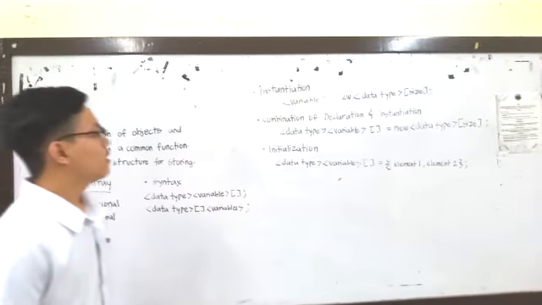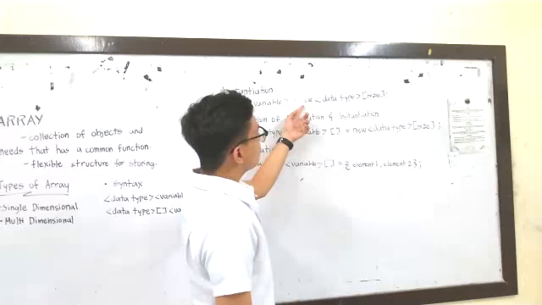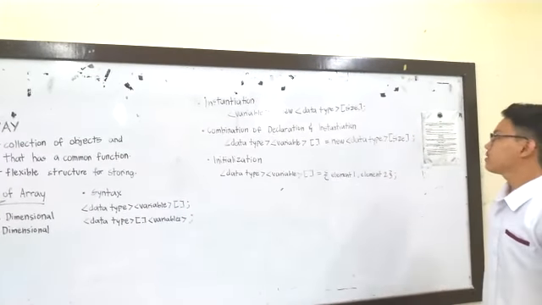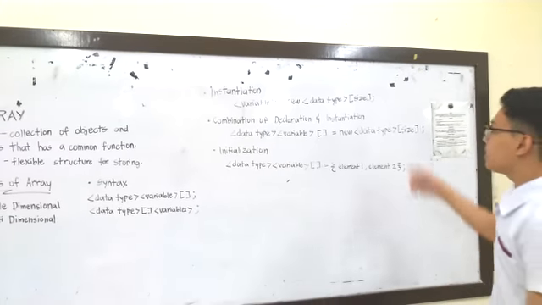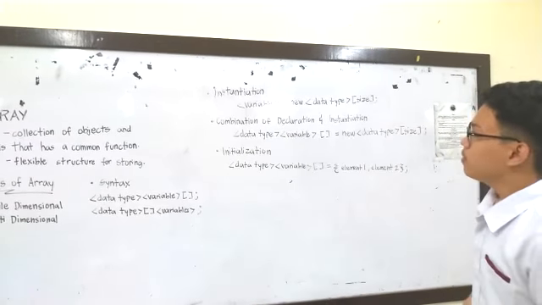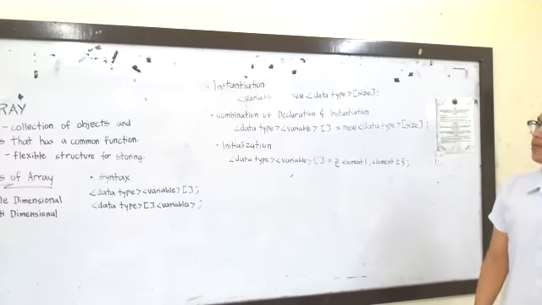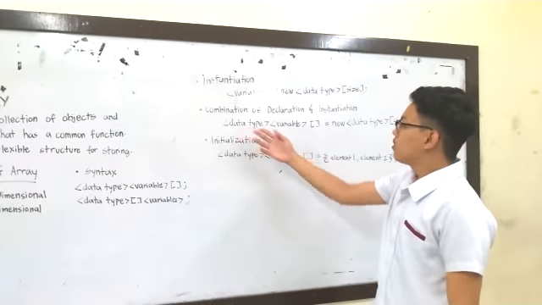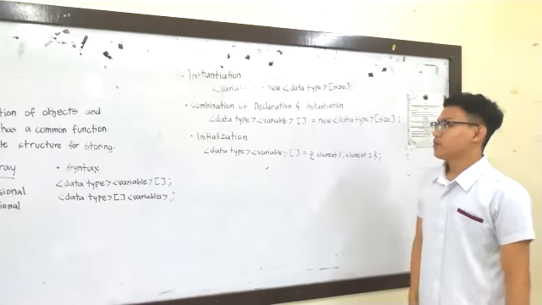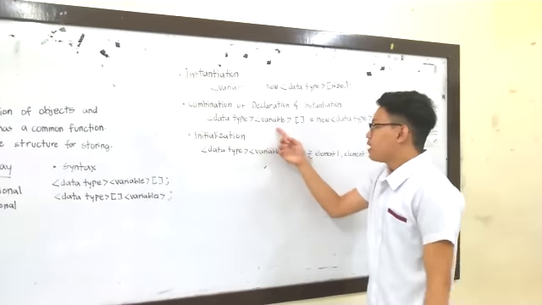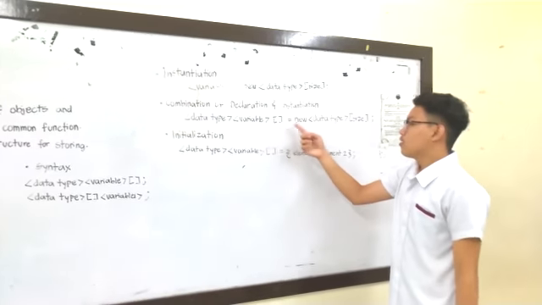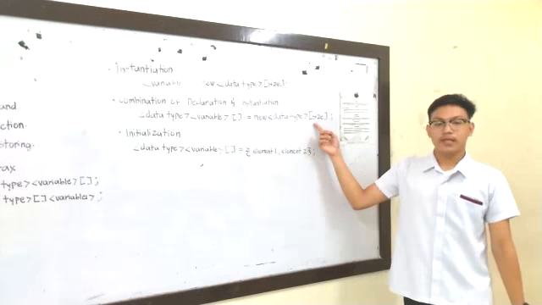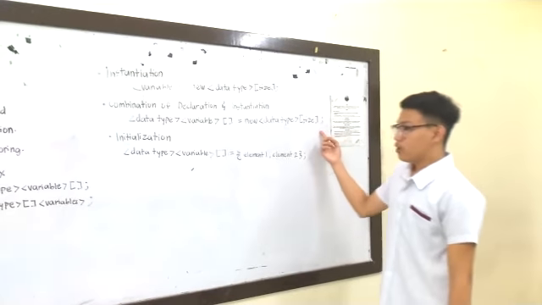Next is instantiation. Variable equals new data type, open and close bracket, and inside the bracket is the size, then ends with semicolon. Yung instantiation po ay ginagamit sa possible size na array. And next is the combination of declaration and instantiation. Data type, variable, open and close bracket equals new data type, open and close bracket, inside is the size, and ends with semicolon.